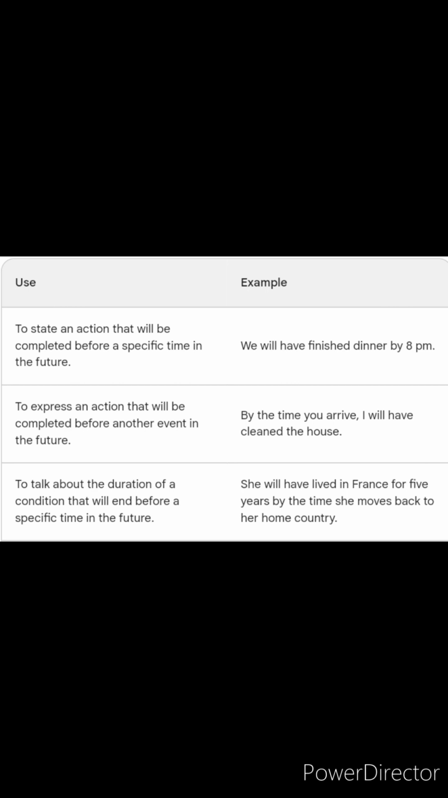To express an action that will be completed before another event in the future. By the time you arrive, I will have cleaned the house. To talk about the duration of a condition that will end before a specific time in the future. She will have lived in France for 5 years by the time she moves back to her home country.